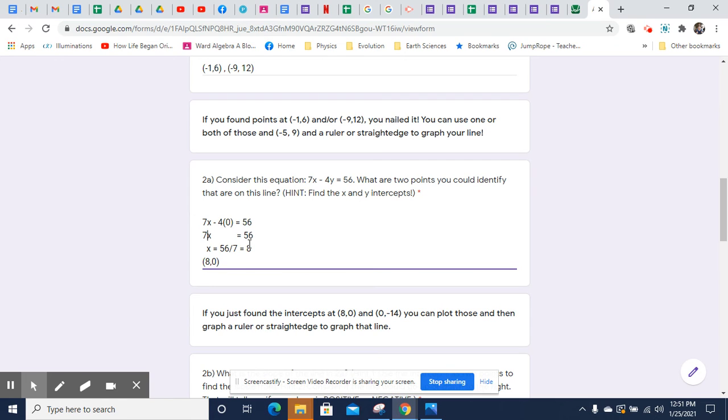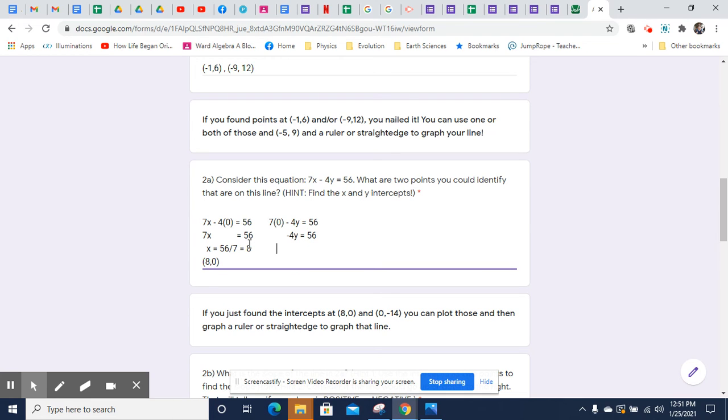Let's look at the y-intercept. To get the y-intercept, instead of turning y into 0, we'll turn x into 0. So 7 times 0 minus 4y equals 56. Okay, and we don't care about 7 times 0. Let me restate that. We just care about -4y, which will equal 56.